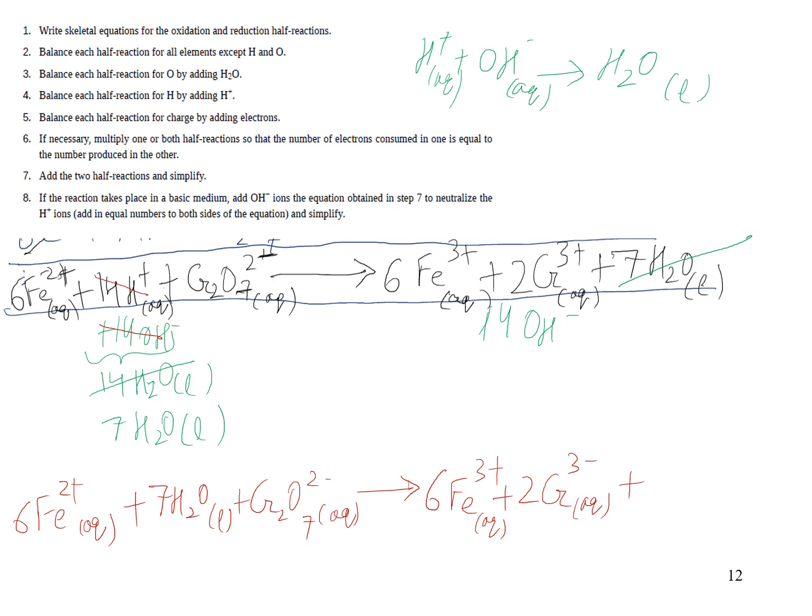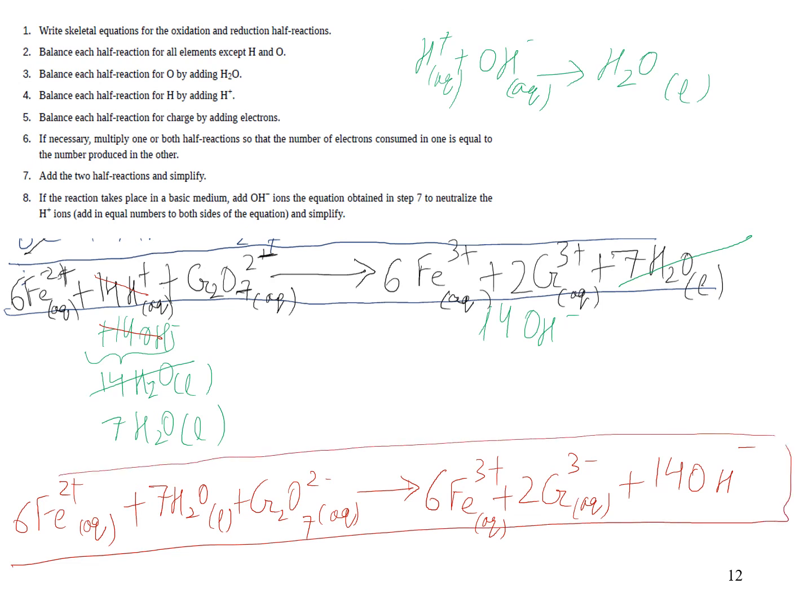We added these 14 hydroxide ions, so 14 OH minus. So this would be a final answer if the reaction was to be balanced under basic conditions. Remember, what did we change? The major difference between acidic and basic is that in acidic you would have protons. In basic conditions there are no protons. The only thing you will have at the end would be hydroxide.